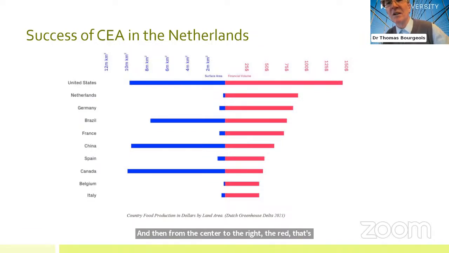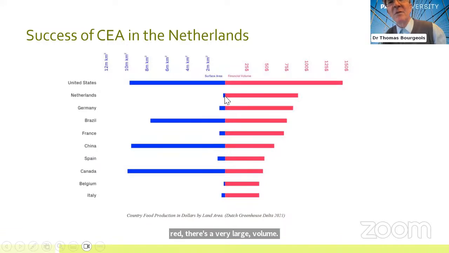Now, this is raw food. This is not like Doritos or Cheerios or packaged foods. This is raw vegetables. This is tomatoes, leafy greens, peppers, green peppers and cucumbers. This is raw food. Line number 1 is the United States. So if you look from the center to the left, the blue, there's a huge amount of land in agriculture. And if you look from the center to the right, the red, there's a very large volume. This is the volume of food exports in dollars.